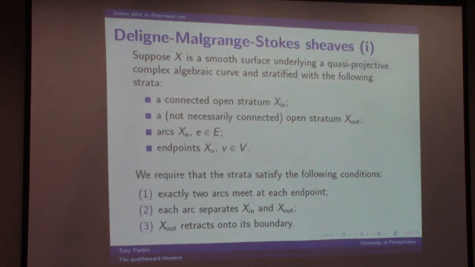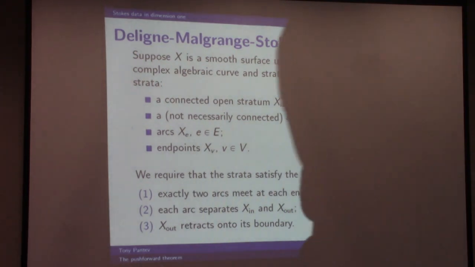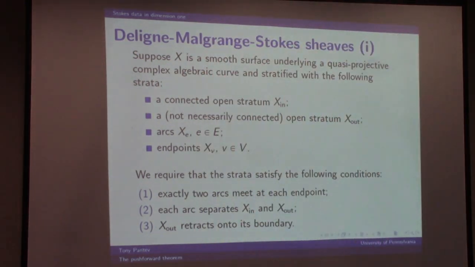So I'm going to talk about the Stokes data now, and explain how this actually describes for you the Poisson structures on the moduli of Stokes data, in fact in any dimension, but I'm not going to have time for higher dimension, so I'm just going to do the case of curves. So, in the case of curves, suppose that X is a smooth topological surface, and we're going to think of it as something underlying a projective curve minus finitely many points.